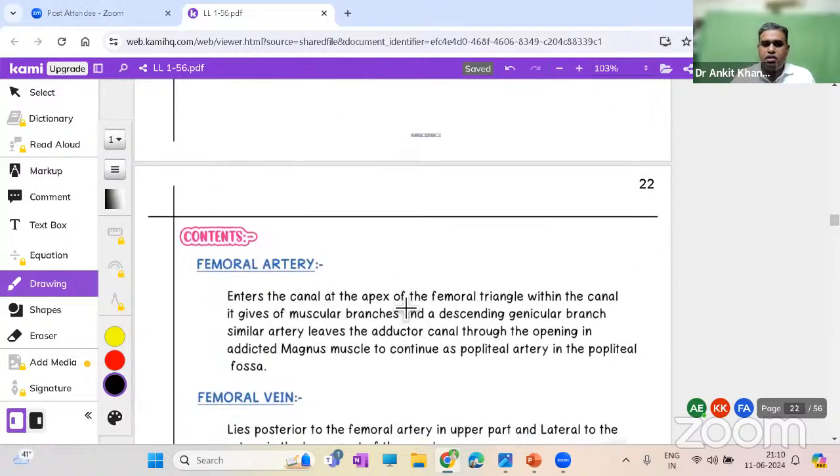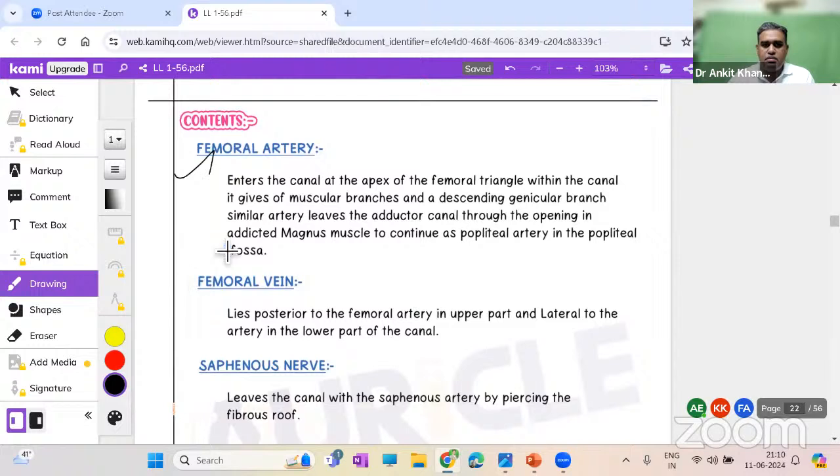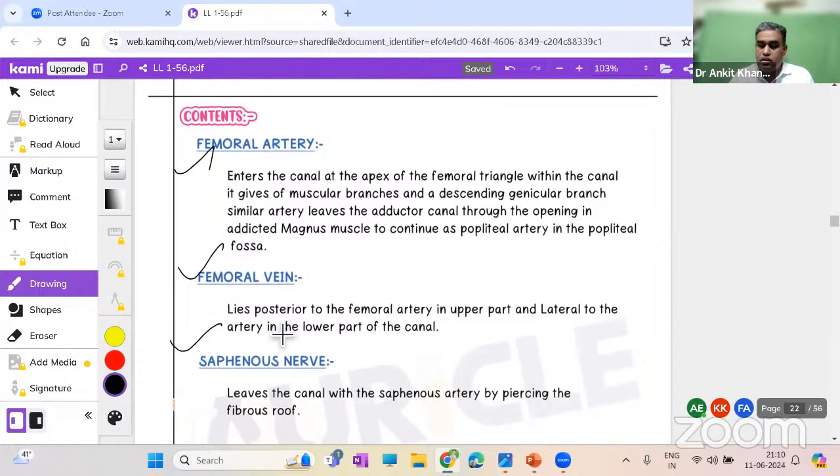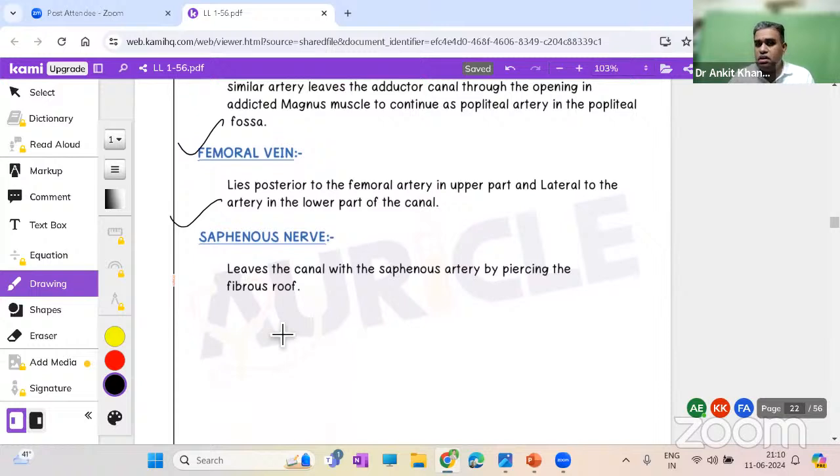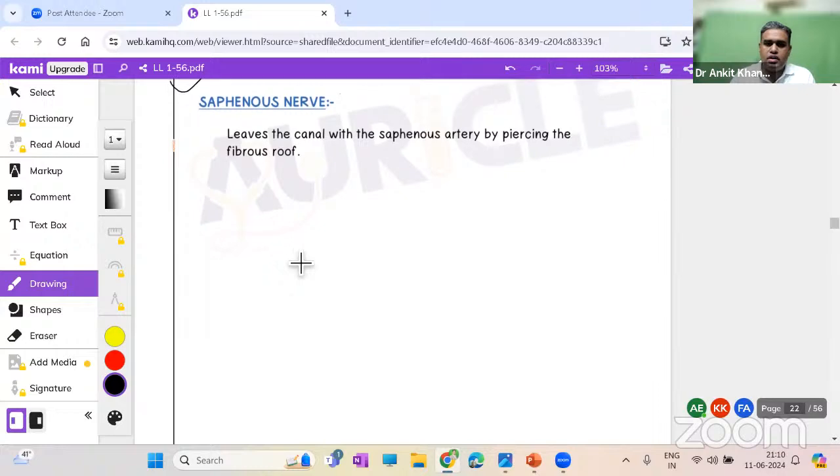But contents, as I already told you, don't forget the 3 major contents over here: femoral artery, vein, and saphenous nerve. Not the entire femoral nerve. Saphenous nerve, remember PQS. This was on the posterior division of the femoral nerve. PQS: S was saphenous nerve, P was posterior division, Q was quadriceps.